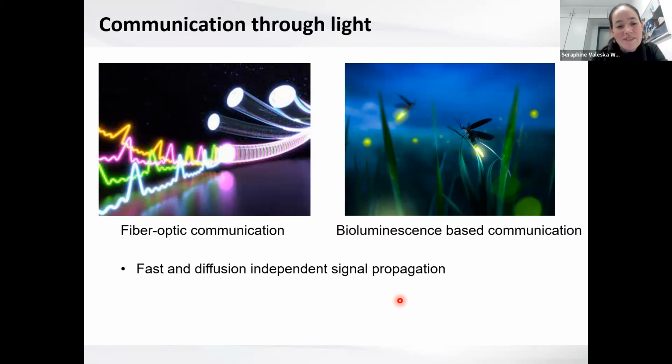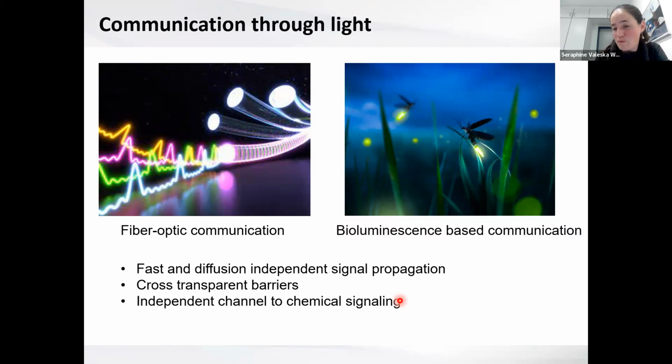However, there would be obvious advantages. Of course, if communication was based on a light signal, it would propagate extremely fast at the speed of light, and it would be independent of diffusion. It would be able to cross transparent membranes, such as lipid membranes, without the need for a transporter. And it would be a completely independent channel of chemical signaling.